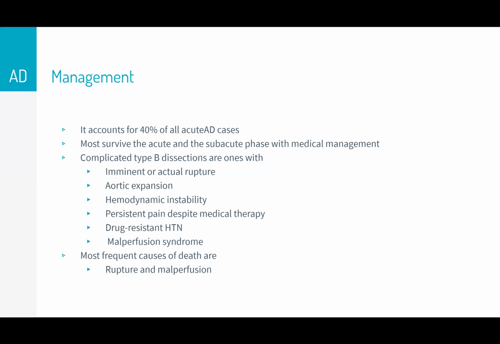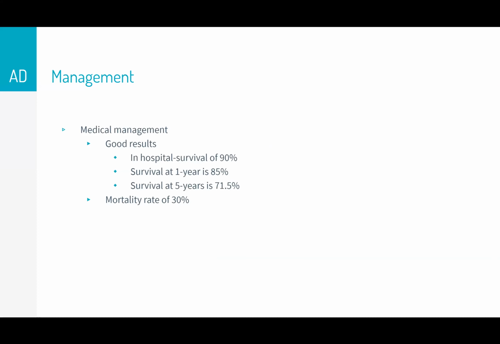A type B aortic dissection is considered complicated if there is an imminent or actual rupture, and the signs of imminent or actual rupture are either mediastinal or periaortic hematoma, aortic expansion, hemodynamic instability, persistent pain despite medical therapy, drug-resistant hypertension, or malperfusion syndrome. The most frequent cause of death for patients with type B is rupture and malperfusion. Medical management is the mainstay of treatment for patients with type B.